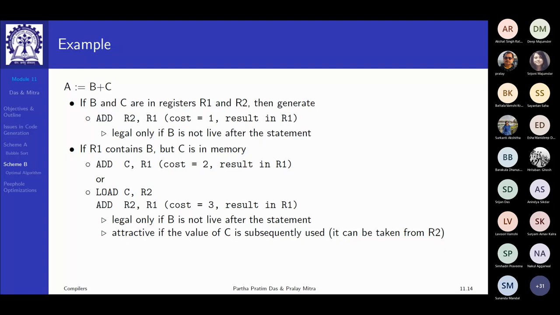Now, if R1 contains B, but C is in memory, right? In this model, we are assuming that we can operate directly with memory. Then we can do add C R1, where the cost is 2, because we are using the address of C. So it is 2 words and the cost will be 2. And the result will be in R1. That means B gets invalidated.